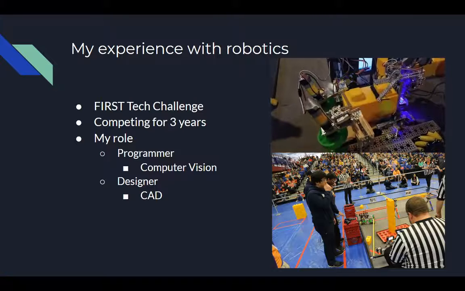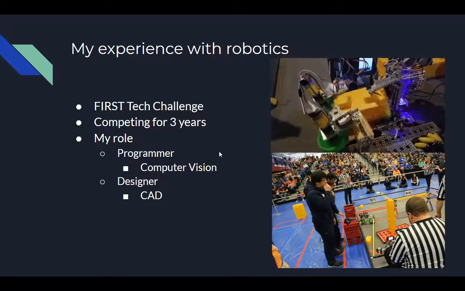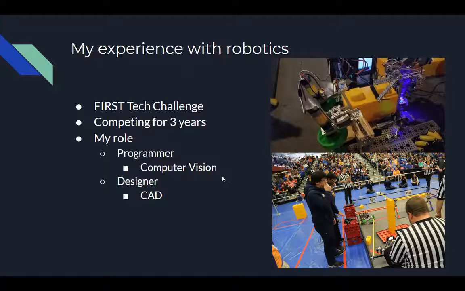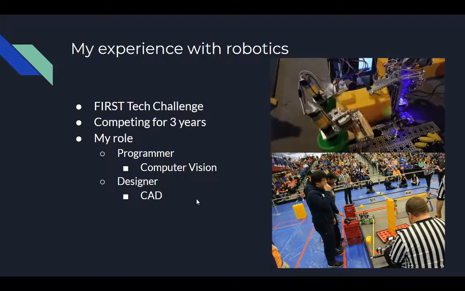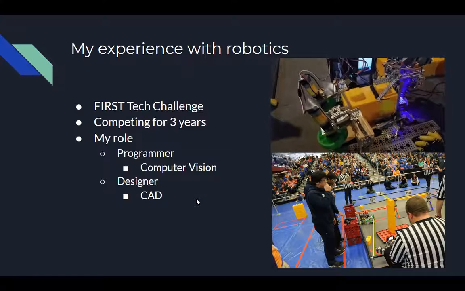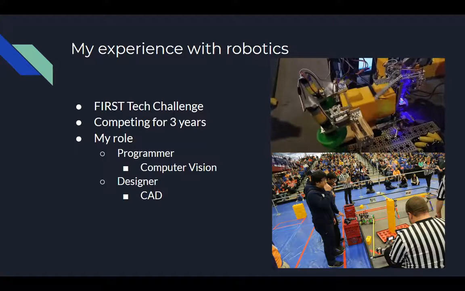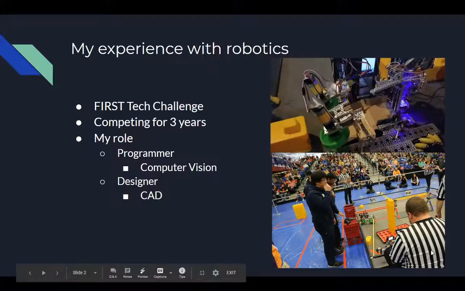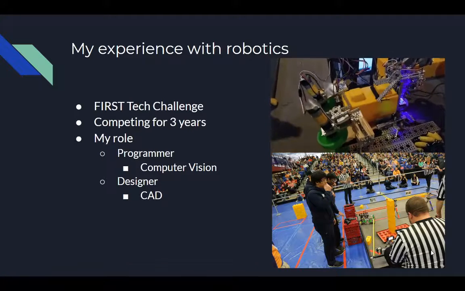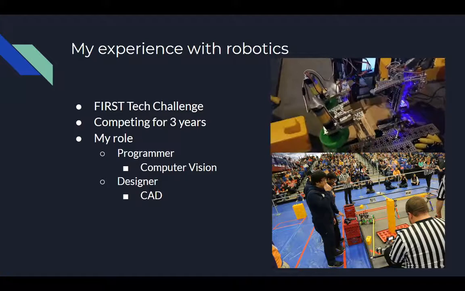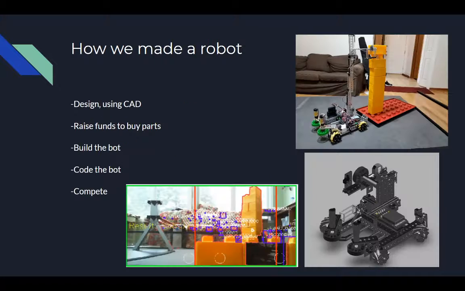So my role on the team was a programmer, and what I specialized in was computer vision, so how the robot sees the world around it. And I was also a designer, so I was working with CAD to see what the robot would look like before we started building it. In this bottom right image, you can see what a competition looks like. These are really big competitions. A lot of people attend. This was the Illinois State Championship, and yeah, it was very fun.